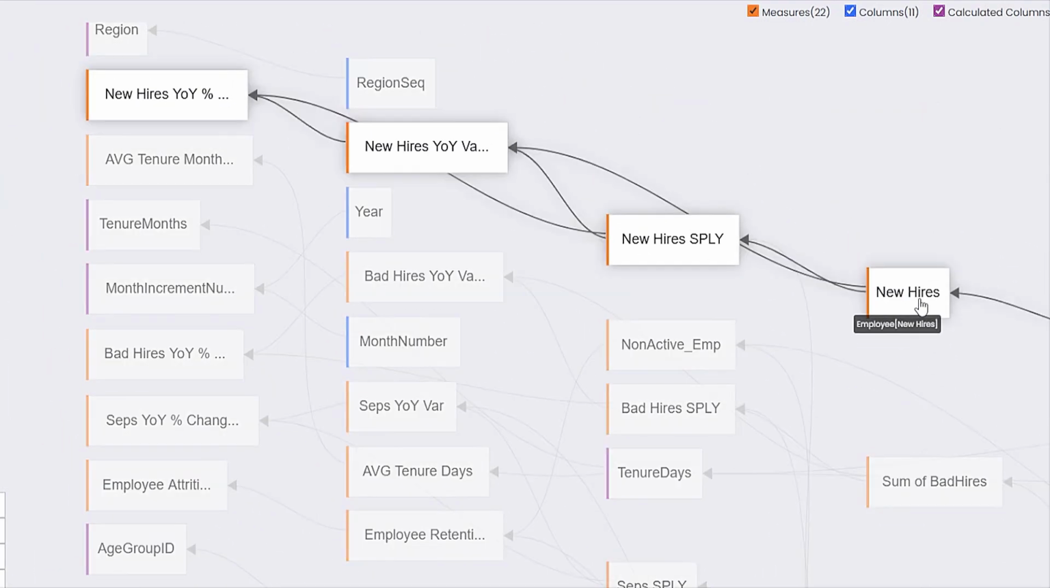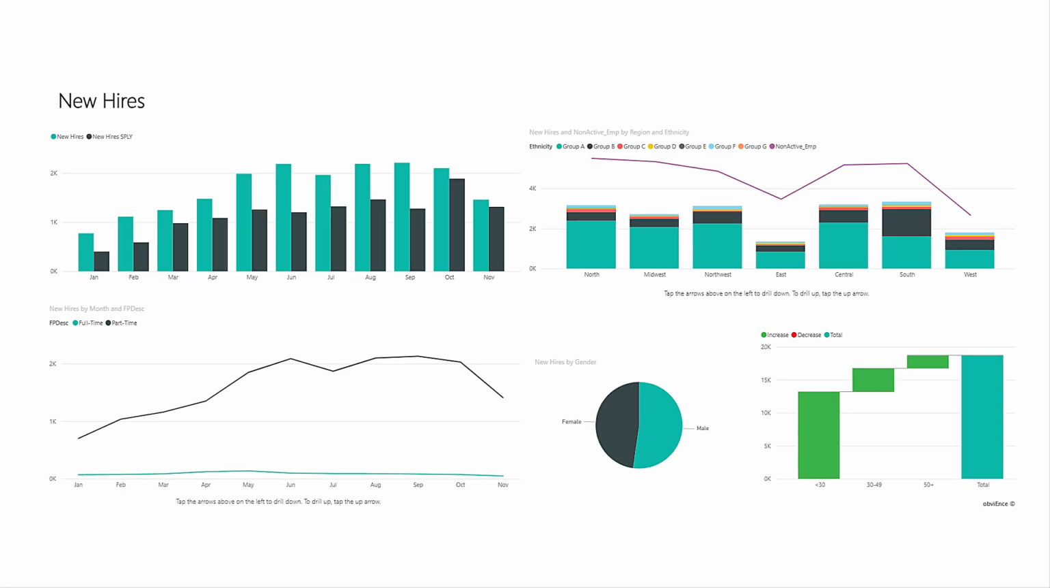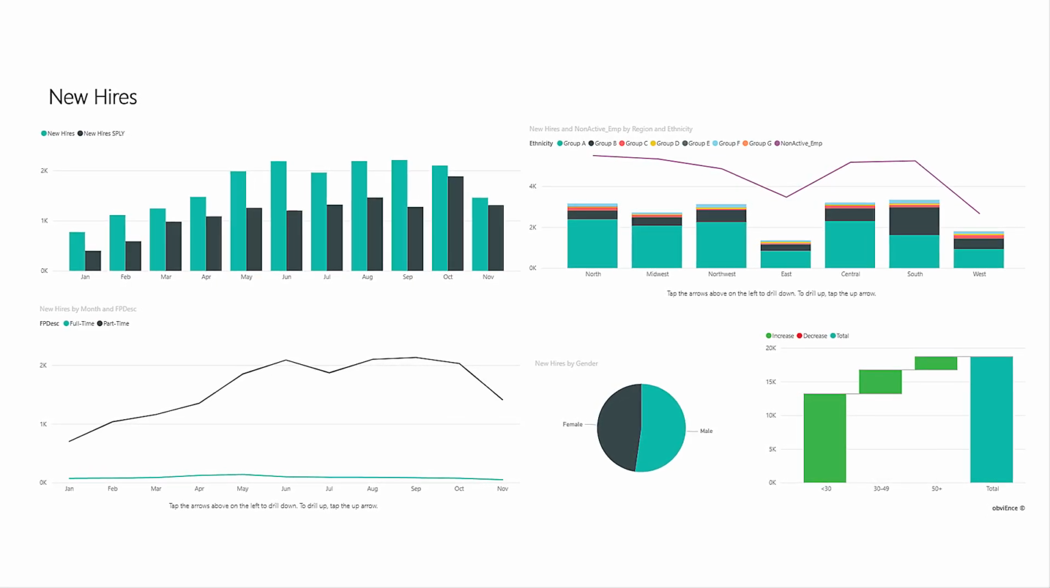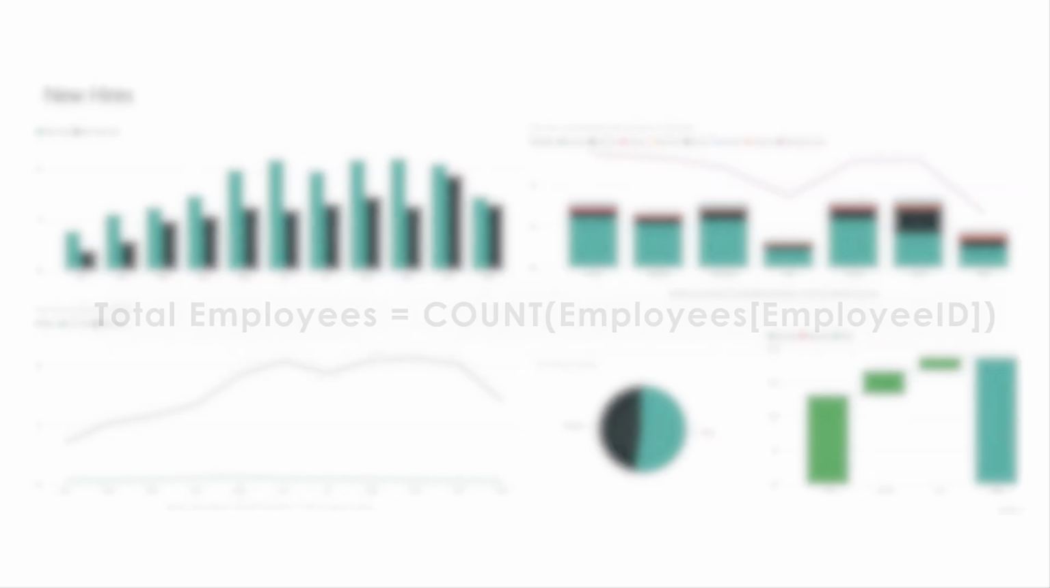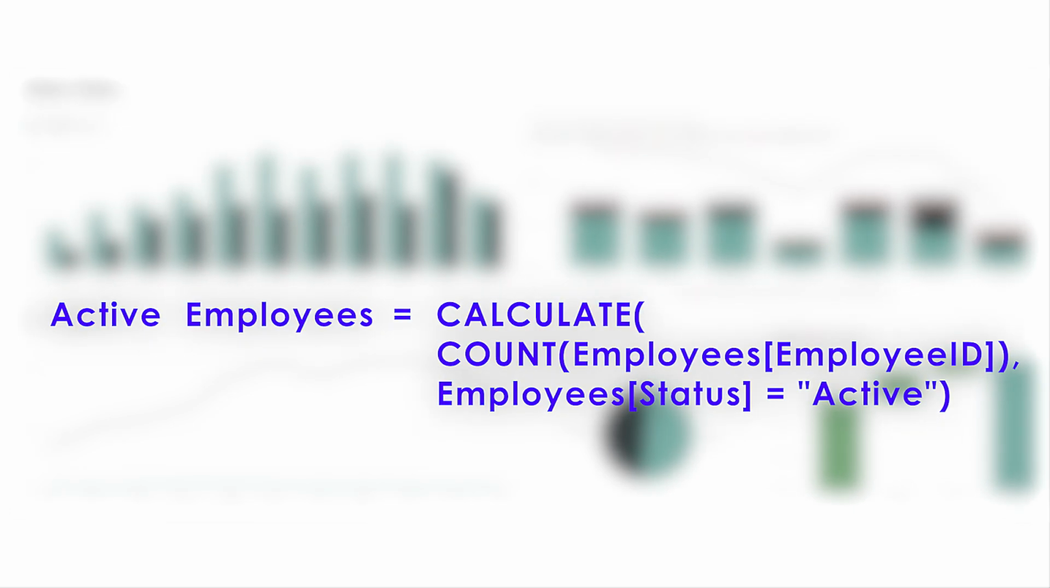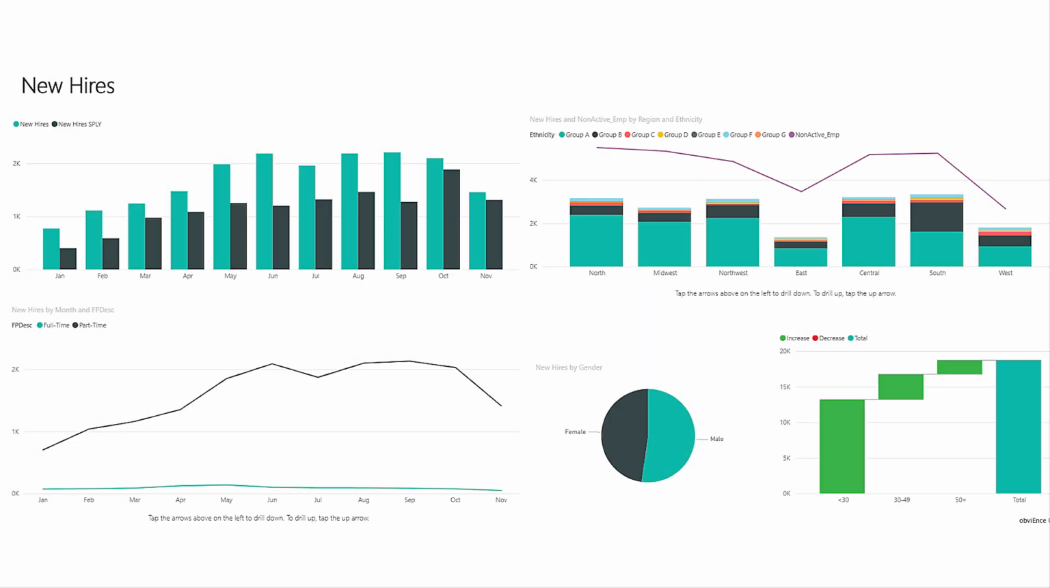Now let's see this in action with a real-world scenario. Imagine you have an HR report tracking employee data. One of the key measures in this report is total employees. Now, your HR team wants to track only active employees, so you need to update this measure to count only the active employees. Before making this change, let's check whether total employees is used in the report.